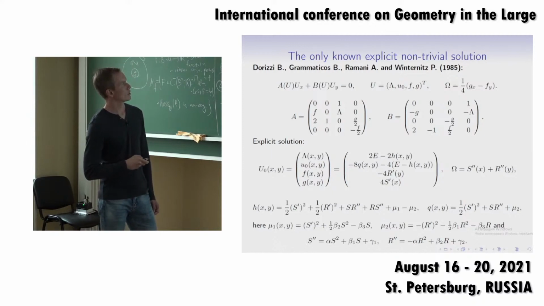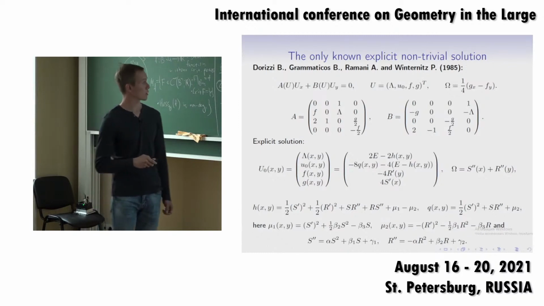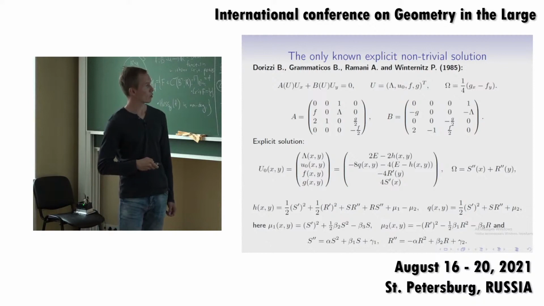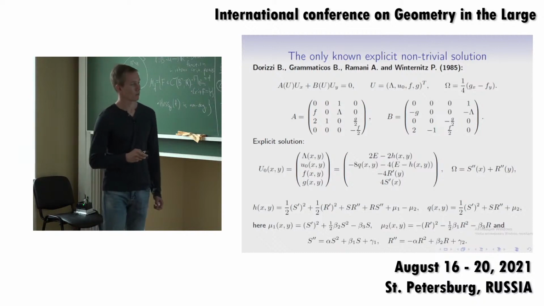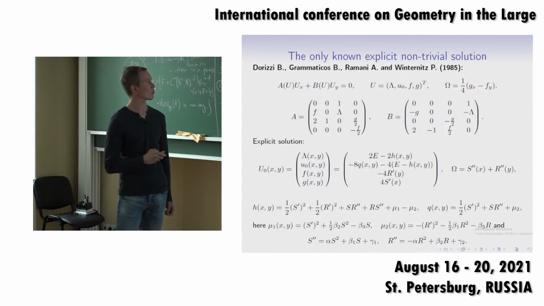This is the initial system, and this is an explicit solution to the system. As you can see, S and R are elliptic functions, and all this construction is quite complicated, but it is parameterized by a certain number of arbitrary parameters, alpha, beta, gamma, etc. So this is the only explicit solution to the system which is known up to the moment.